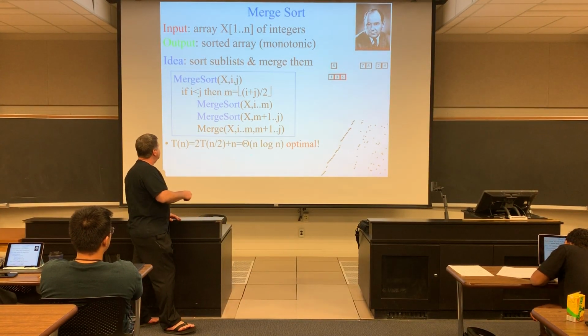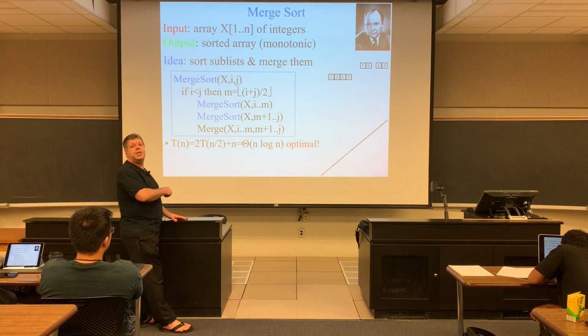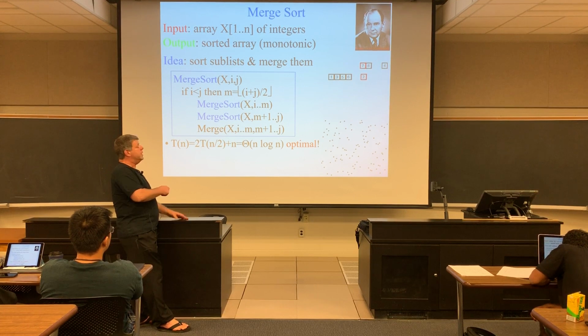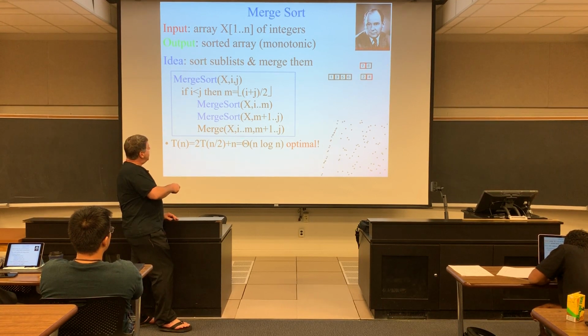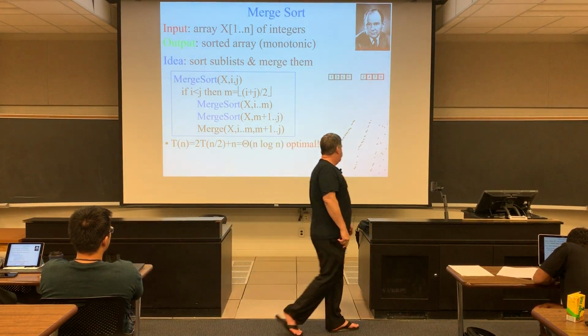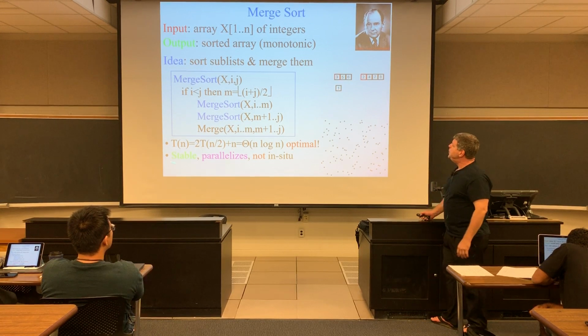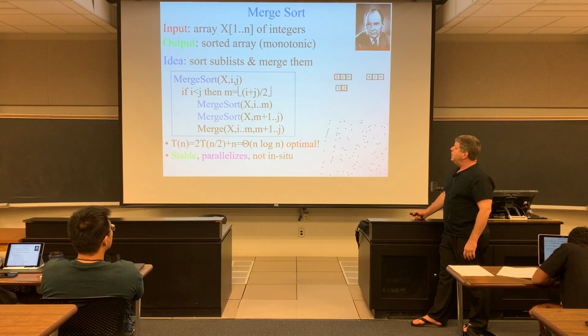The timing is embodied by this recurrence relation. So the time to sort n things is twice the time to sort n over 2 things, that's the 2T(n/2), plus a linear amount of work to merge them together. And it turns out that that is n log n. We'll prove that. It is stable.